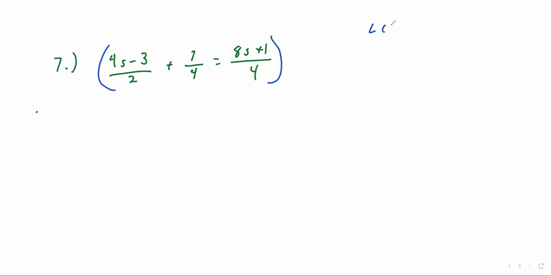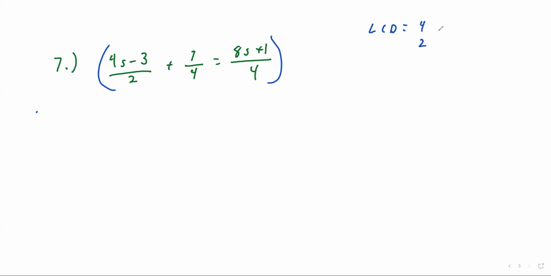All right, let's look at other different types. Let's look at number 7. We have 4s minus 3 over 2 plus 7 over 4 equals 8s plus 1 over 4. Now, there's a couple ways to do these types of problems. These are rational equations. I could make sure they all have the same denominator and work at it that way. But because it's an equal sign, that means it's an equation, not an expression, I can actually get rid of the fractions. And the way you can get rid of them is just ask yourself, what is the least common denominator between 4 and 2?